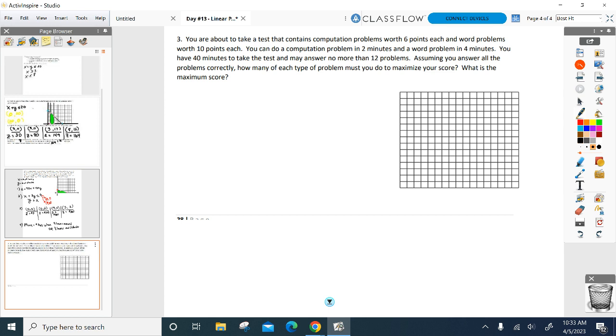So we're taking this test. We want a max score. X and Y first. How many of each type of problem to maximize your score? Well, what's one type of problem? Computation. So number of computation problems. And the second type? Number of word problems.